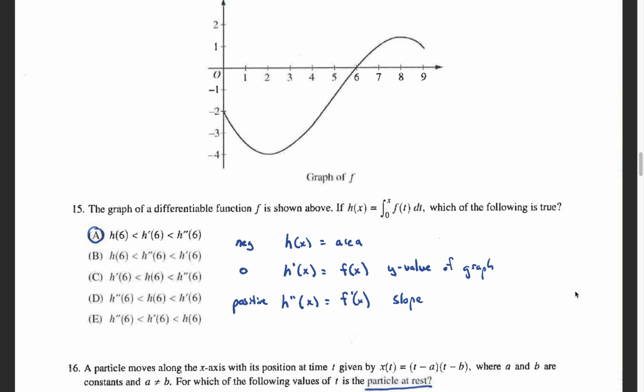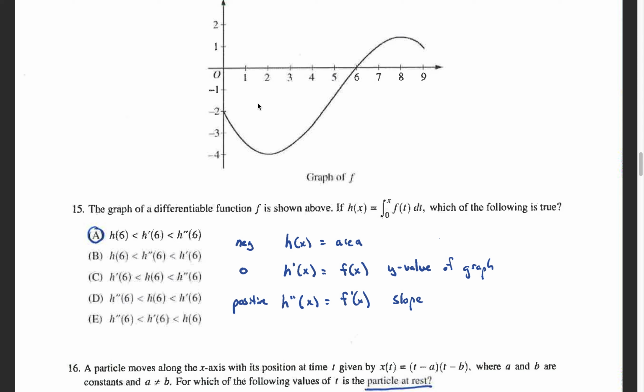Okay, this one I'm asking you to compare h prime and h double prime, and they define h as the integral of f. So what you're looking at, if h is the integral of f, then what you're looking at really is the derivative of h, right? H prime and f are the same thing. And so if we look at h of 6 would be the area, and the area from 0 to 6 is this big negative area. So h of 6 is negative.